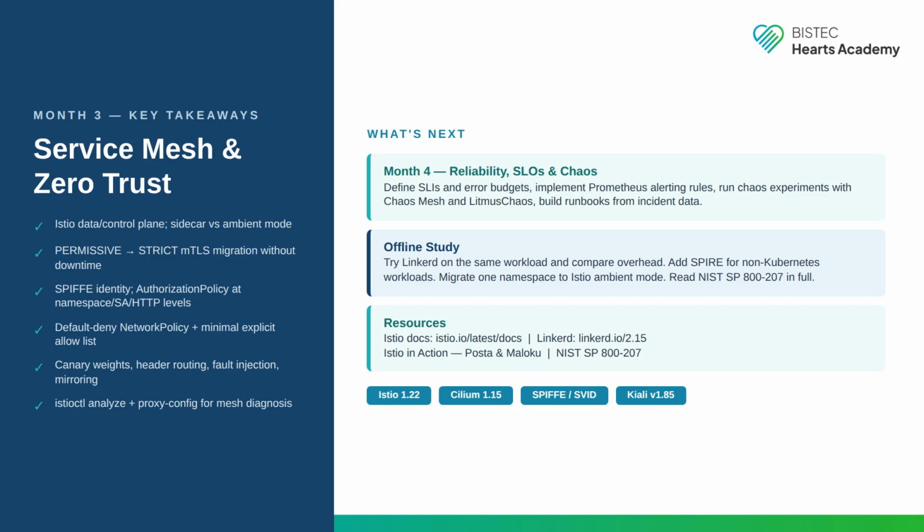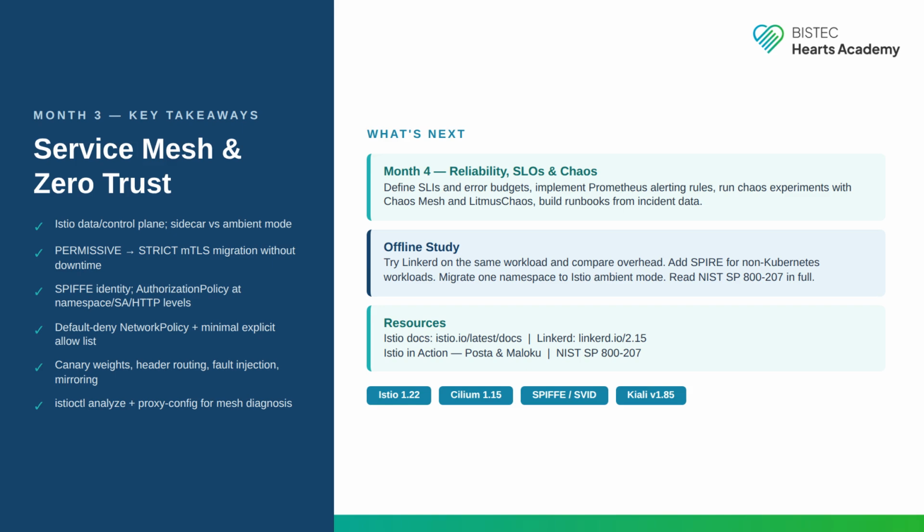Month 4 moves into reliability engineering, defining SLIs and error budgets, implementing Prometheus alerting rules tied to real SLOs, and running controlled chaos experiments with Chaos Mesh and Litmus Chaos.